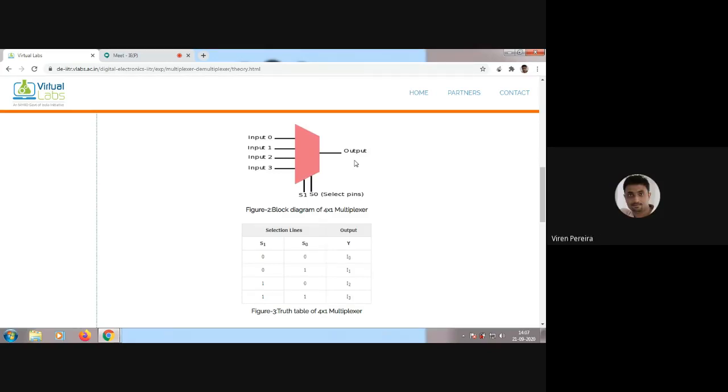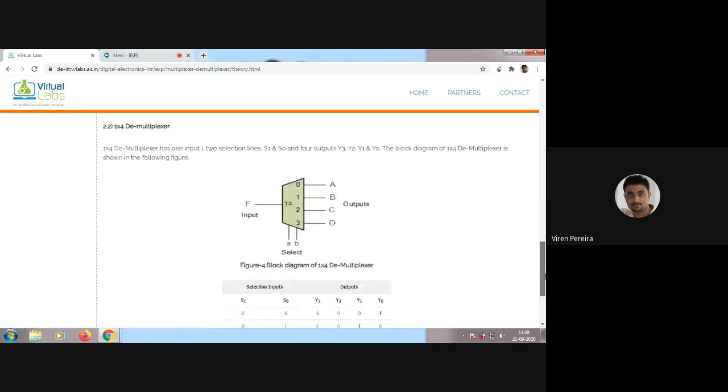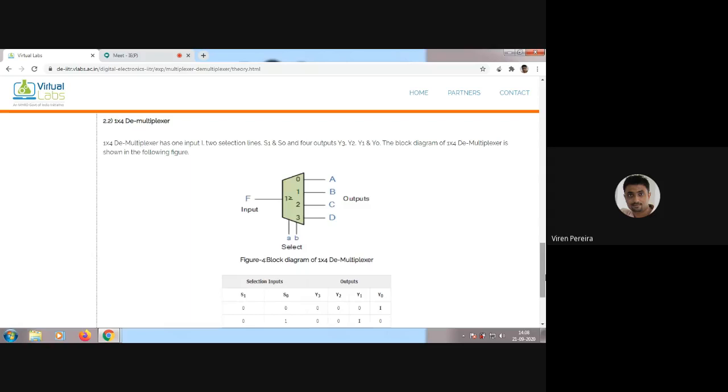Yes, sir. So it is basically selecting that pin and pushing it at the output. So this is basically known as a multiplexer. Okay, now let's see what is basically a demultiplexer. As the word suggests, a demultiplexer is the opposite of a multiplexer.